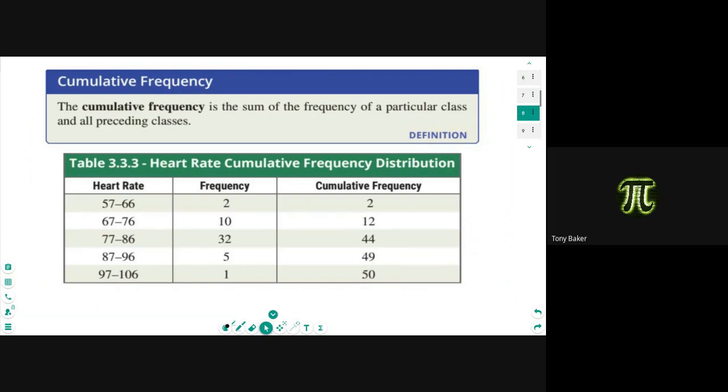So I could say that there's 44 people that have below an 86 beats per minute heart rate. Like that's easy to have. We now have that data right there without having to go through and add up those totals.